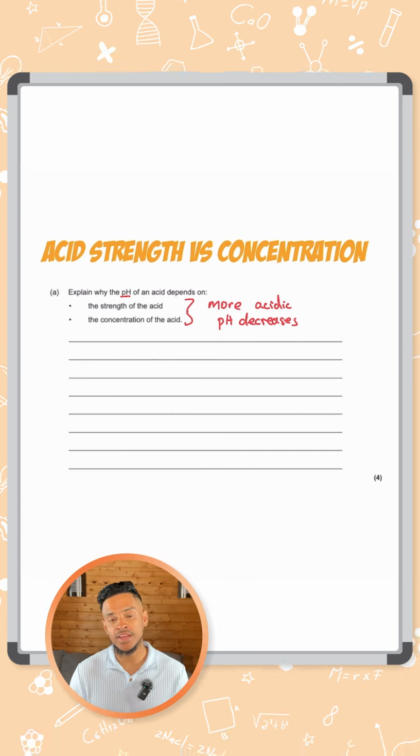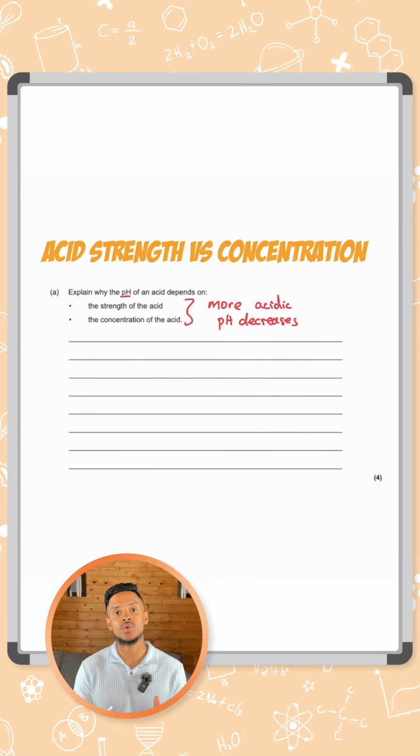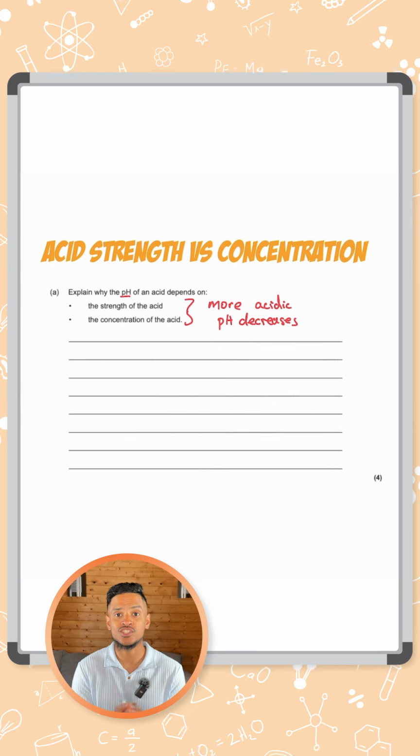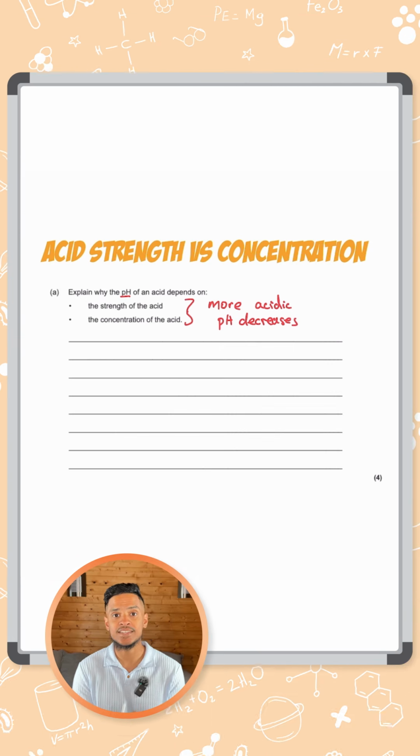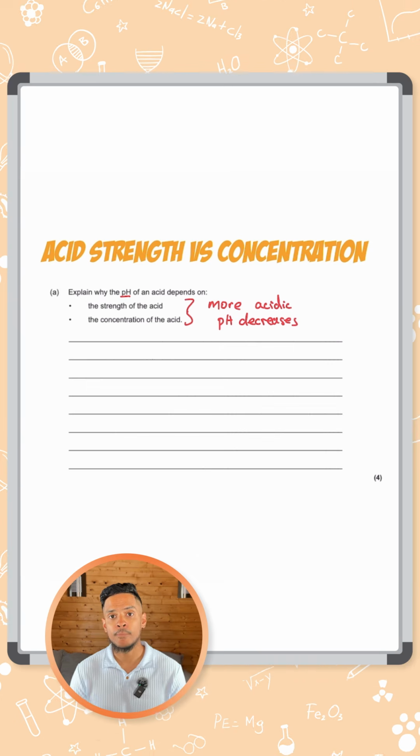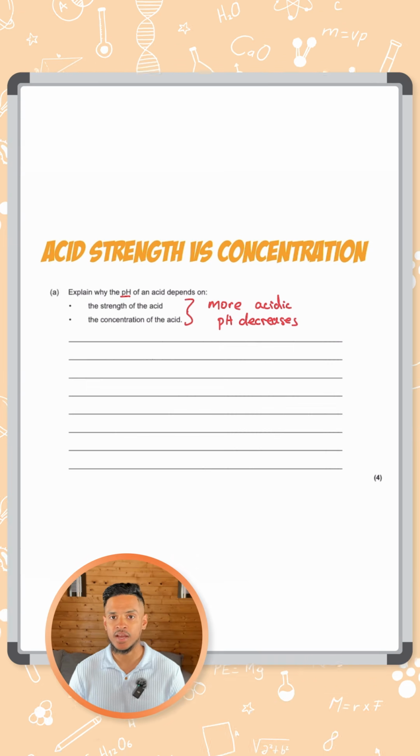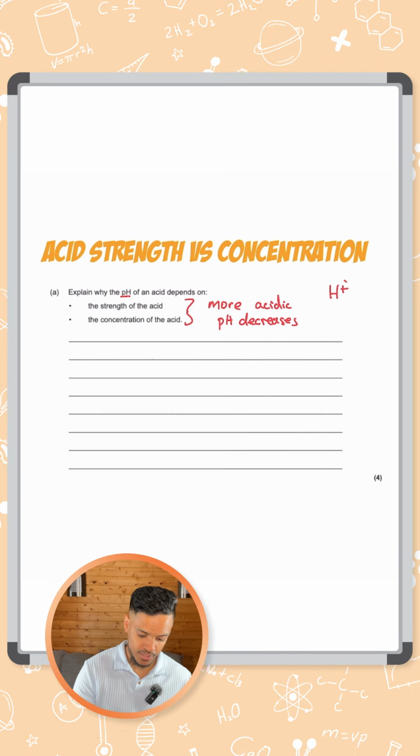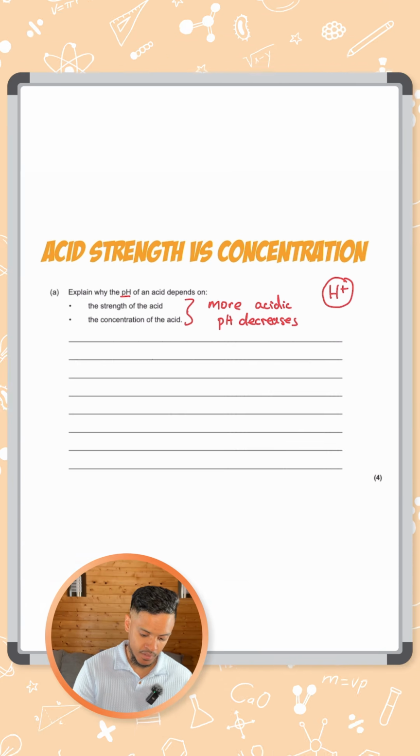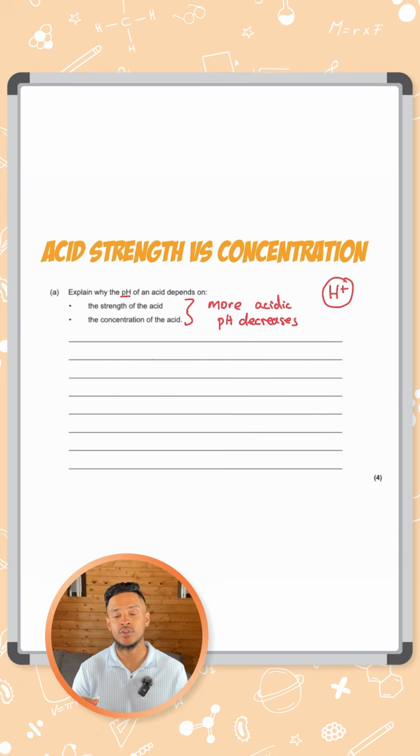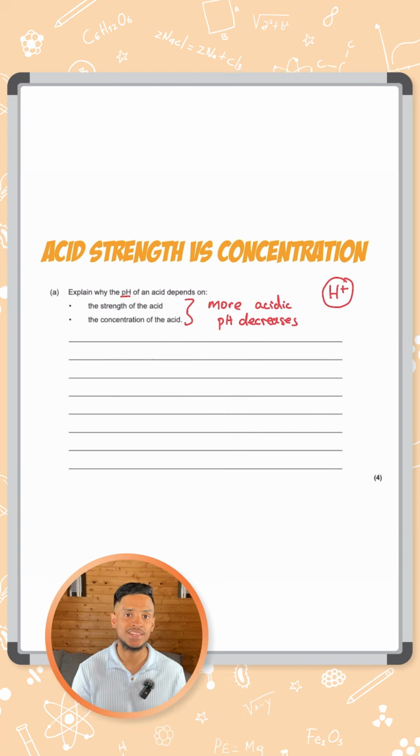So the strength of an acid is all to do with ionization. How well does it ionize in solution? A strong acid fully ionizes when it's dissolved in water, but a weak acid only partially ionizes. So that means it releases fewer H plus ions. Remember, how acidic something is, the pH of it, is all dependent on the H plus concentration in that solution.